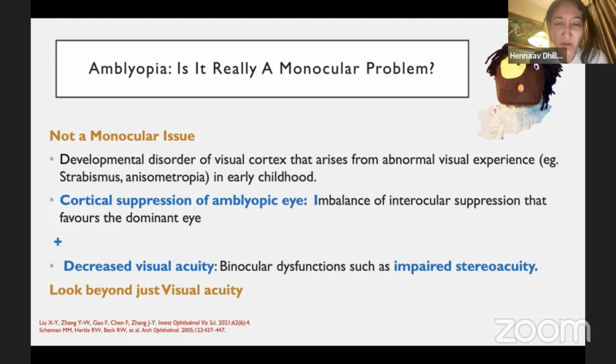Amblyopia is a developmental disorder of the visual cortex that arises from abnormal binocular interaction, be it strabismus, be it anisometropia, anything that causes a difference in the visual perception from both eyes in early childhood, leading to cortical suppression of the amblyopic eye. So it is basically an imbalance in the interocular input that favors the dominant eye, leading to decreased visual acuity. The binocular functions are impaired, such as stereo acuity. But the modern concept is that we need to look beyond visual acuity. Visual acuity is not everything.